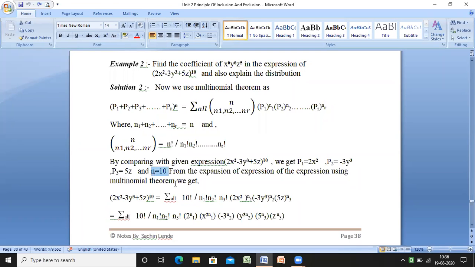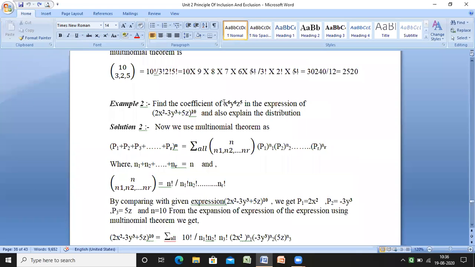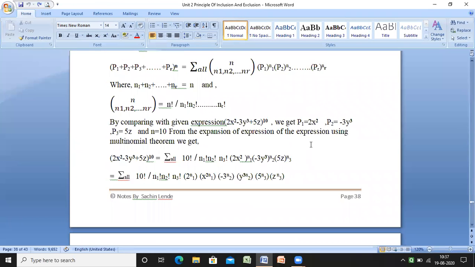Now, if we look at this expression closely, x to the power 6, y to the power 6 and z to the power 5, that means 6 plus 6 equals 12, plus 5 equals 17, and 17 is not equal to 10. That means we don't get the values of n1, n2, n3 this way, because the condition is that the sum must equal n. So 17 equal to 10 is not possible. In this case, we have to find the exact values of n1, n2 and n3.